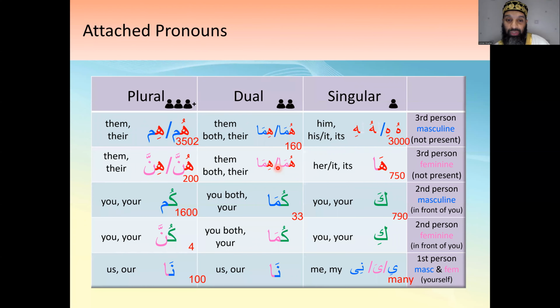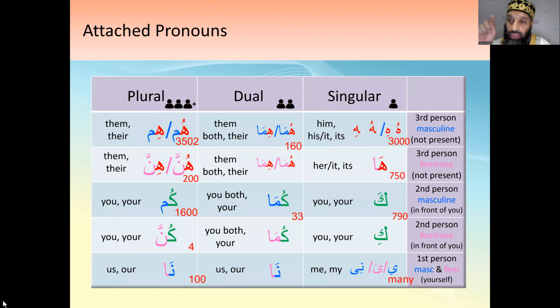Now the second person attached pronouns all begin with ka, ki, kuma, kum, right? Maybe some people have learnt the song that they've been listening to on the internet, right? That was for separate pronouns. This one is similar, but for the second person, it's not anta, antuma, antum, it's ka, kuma, kum, right? The ka features in the second person.